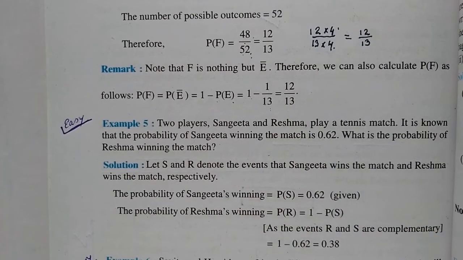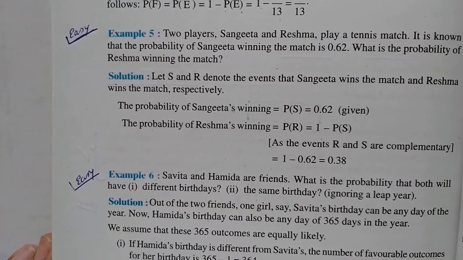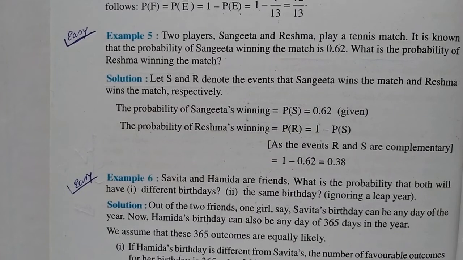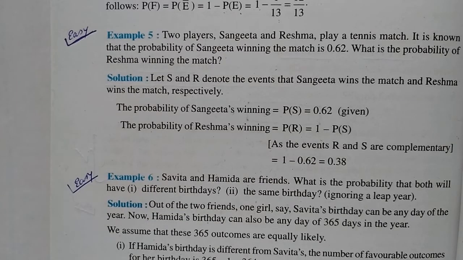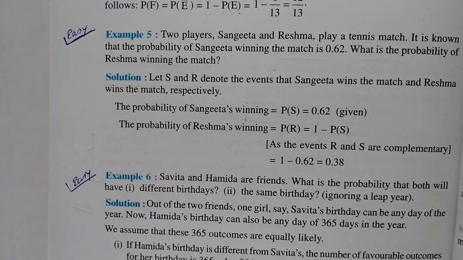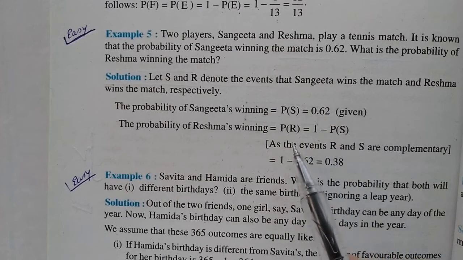Now example number 5. Children, here it is written that it is very easy. Let us understand. Two players, Sangeeta and Reshma, play a tennis match. It is known that the probability of Sangeeta winning the match is 0.62. What is the probability of Reshma winning the match? Children, it is very easy. Let S and R denote the events that Sangeeta wins the match and Reshma wins the match respectively. The probability of Sangeeta's winning, P of S, is already given, 0.62.